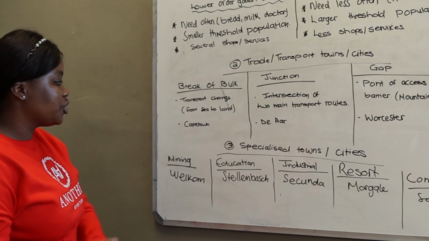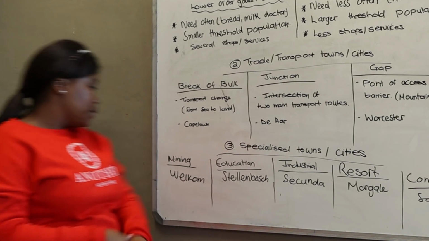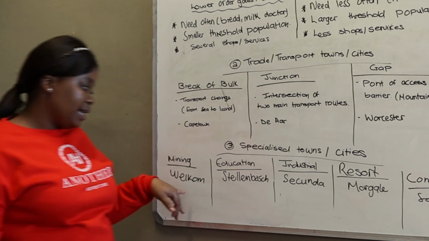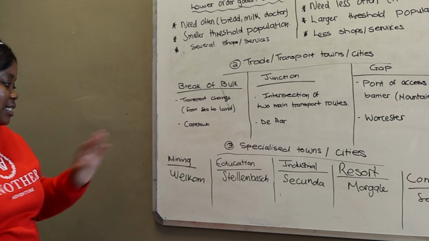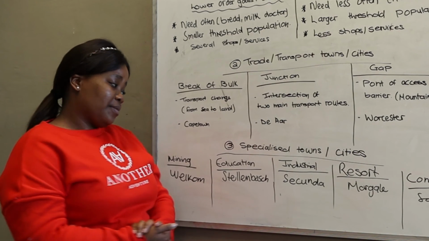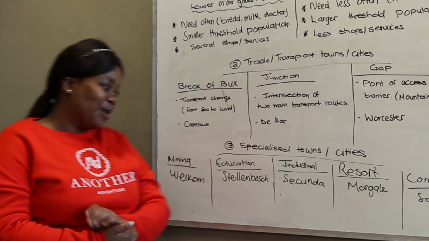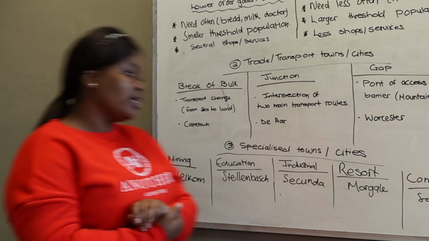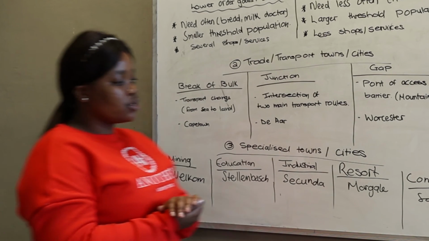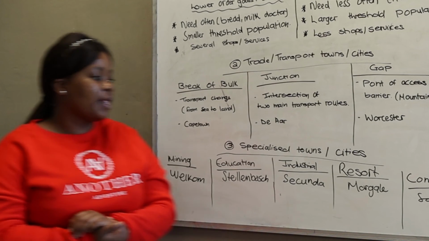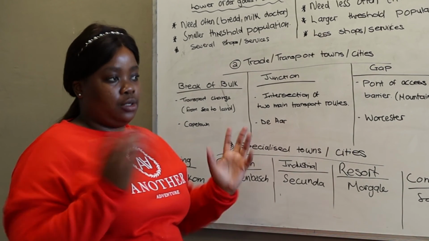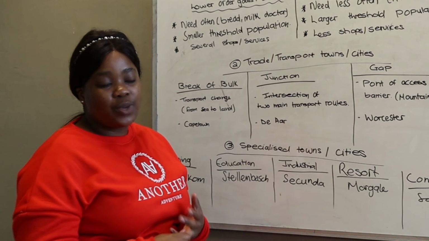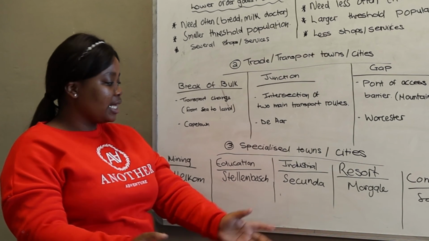The third one is specialized towns and cities. So mining, I found that Welkom is known for mining, and education, Stellenbosch. Industrial, Secunda. The resort is Margate, and commuter is Soweto. When they do speak about a commuter, it is someone who goes to work, whether you use a taxi, whether you use a bus, whether you use a train, that's a commuter.